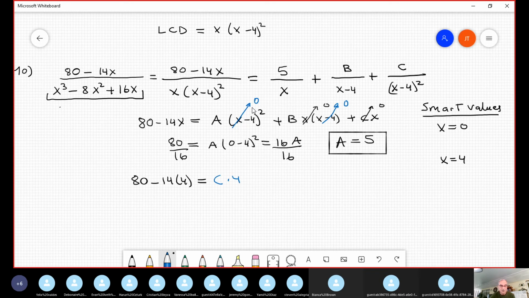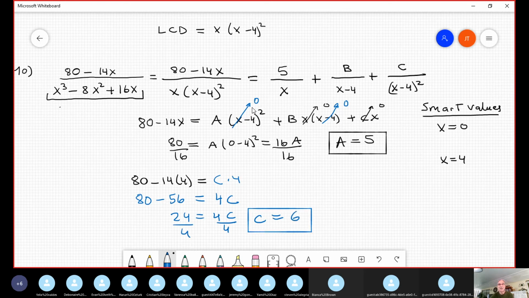14 times 4 is 56, equal 4c. Let me put the coefficients in the front. This is 24, divided by 4 both sides. So you can see C is equal 6. Now I know the C. Erase C. C is 6. Okay.